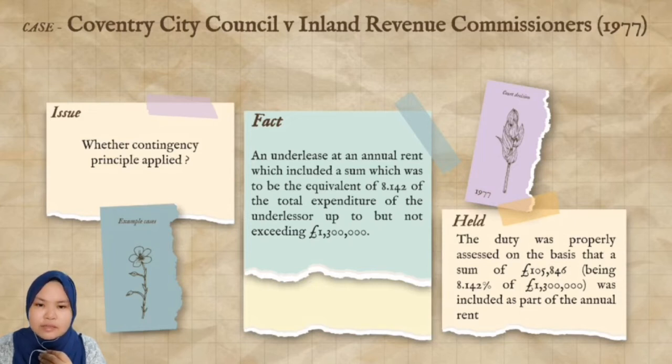The facts of the case are about an underlease at an annual rent, which included a sum which was to be equivalent to 8.1.142 of the total expenditure of the underlessor up to but not exceeding 1,300,000. It was held that the duty was properly assessed on the basis that a sum of the equivalent times the total expenditure was included as part of the annual rent.